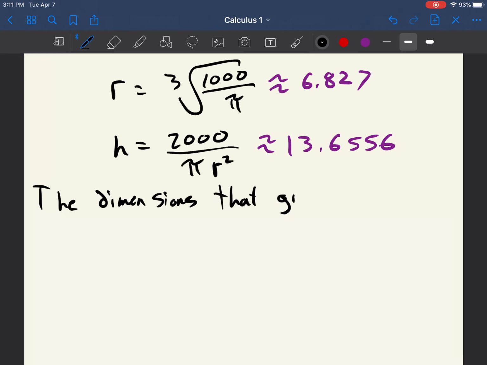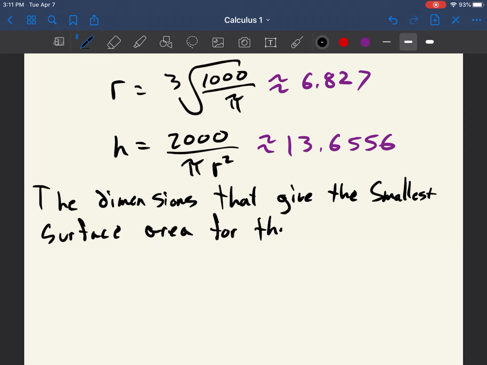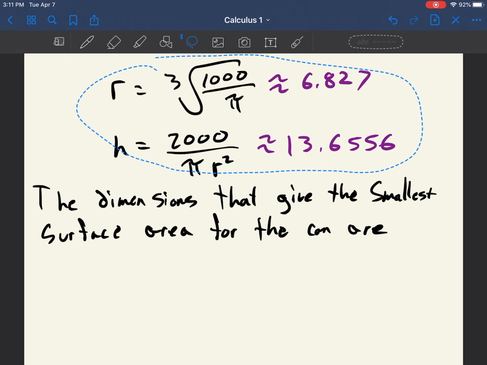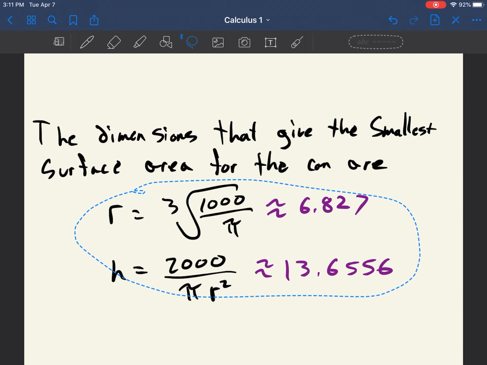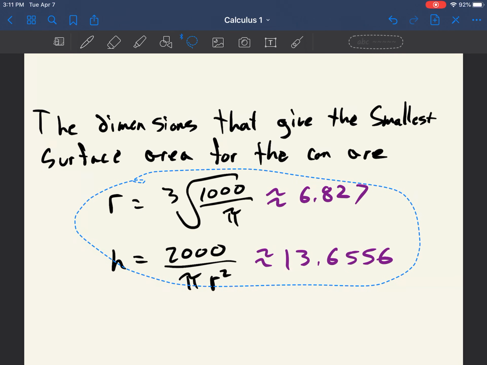Okay? So what we've just found is that the dimensions that give the smallest surface area for the can are precisely the ones that we have up here. And so we can move that here. So are these.